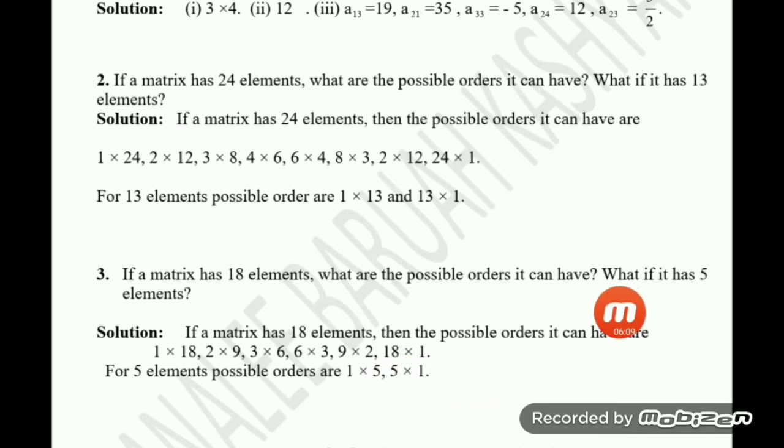Okay, the next part, what if it has 5 elements? Again, 5 is a prime number. So in the case of a prime number, you only have two possible options. One is 1 by 5 and the other is 5 by 1. That means if P is a prime number, then the possible orders you can have are 1 by P and P by 1.